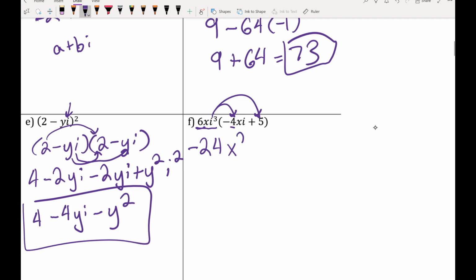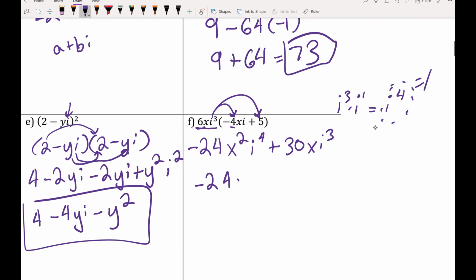x times x is x squared, and i cubed times i to the first, remember when we're multiplying bases we add exponents, is just i to the fourth, plus 5 times 6 is 30, x i cubed. And then I remember my i rules. I know that i to the fourth is actually a really good one because that just simplifies to 1.